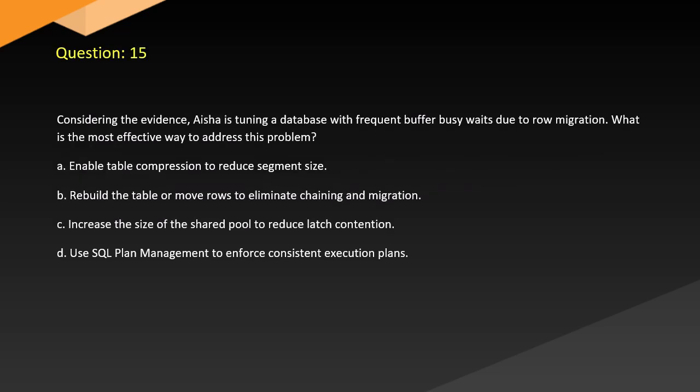Question 15. Considering the evidence, assume tuning a database with frequent buffer busy waits due to row migration. What is the most effective way to address this problem? A. Enable table compression to reduce segment size. B. Rebuild the table or move rows to eliminate chaining and migration. C. Increase the size of the shared pool to reduce latch contention. D. Use SQL plan management to enforce consistent execution plans.